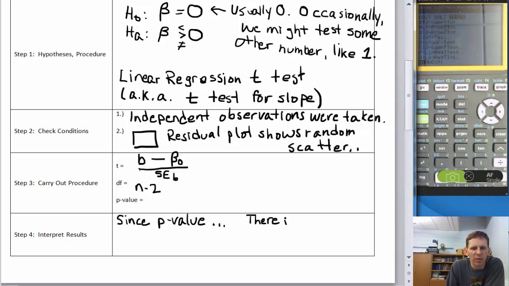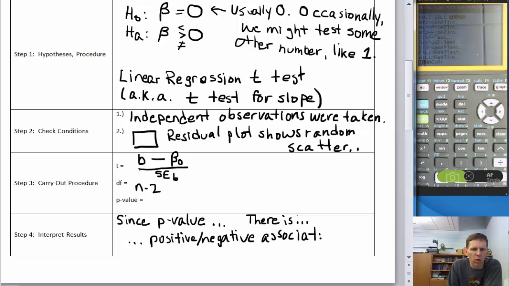And then you're going to have the statement about there is significant evidence or there is not significant evidence that... How does the problem conclude? Well, the problem concludes by saying there is significant evidence or not significant evidence that there is a positive or negative association between whatever x and y are. And when you're doing this t-test for slope, we're trying to see if there's a relation. If the slope is anything other than 0, that means it's either going positive or negative. And typically the question will state which of these things you're actually testing about.